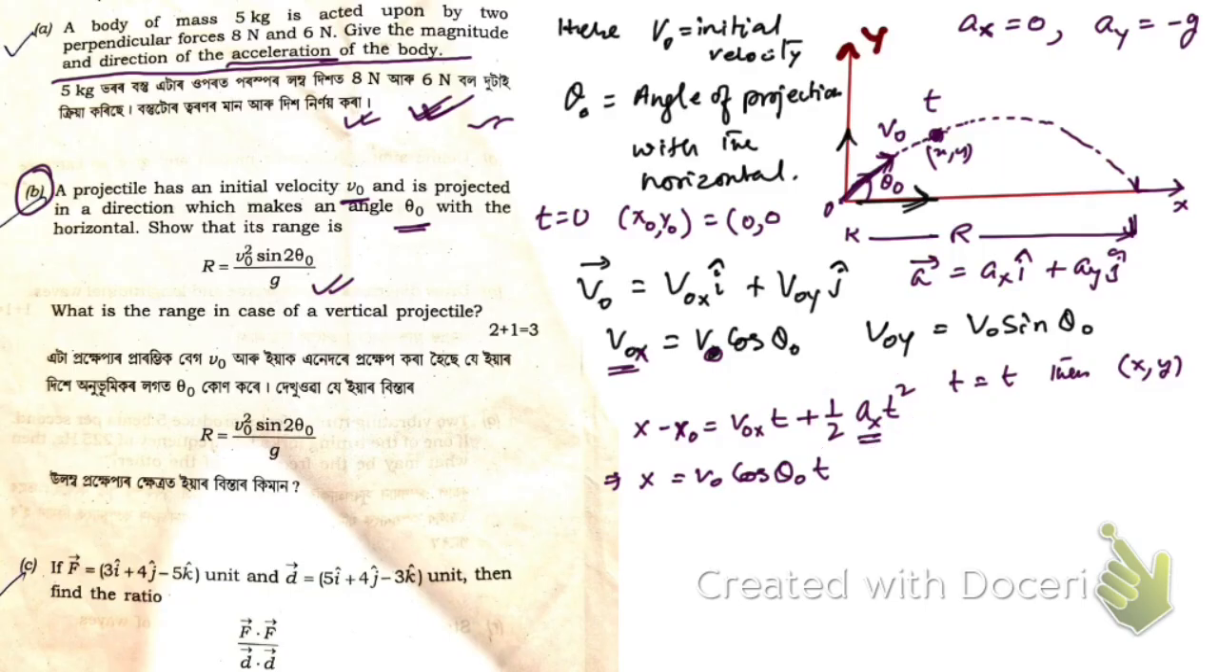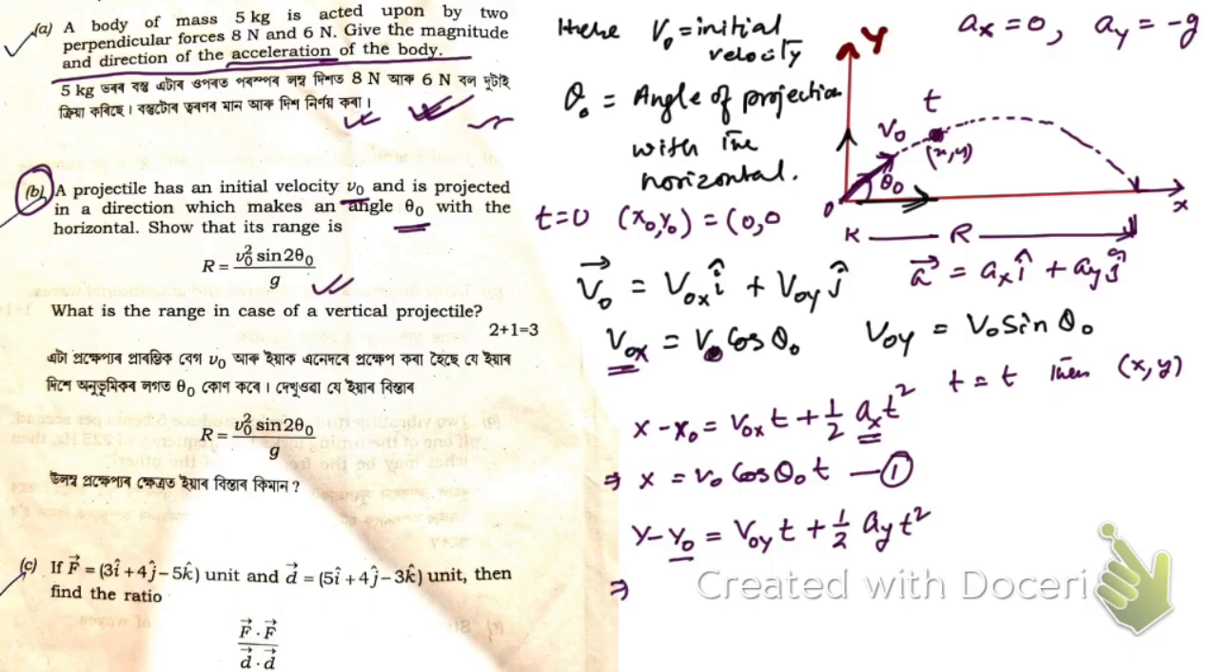So this is equation number 1. Now let's find the displacement along the y-axis. So y minus y0: in that case we take the initial velocity along the y-axis, that is v0y into t plus half ay t square, right?